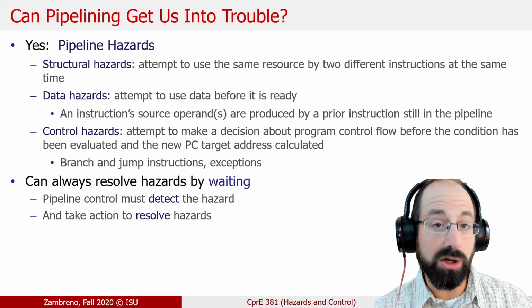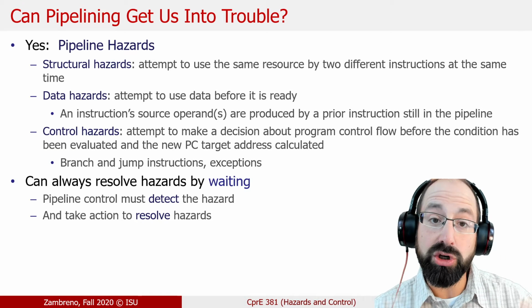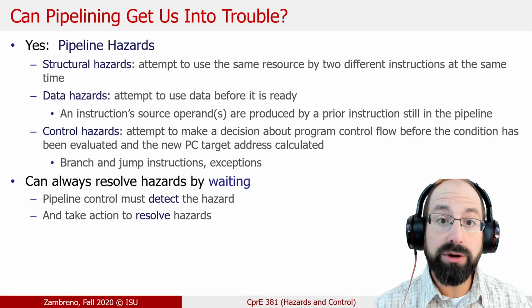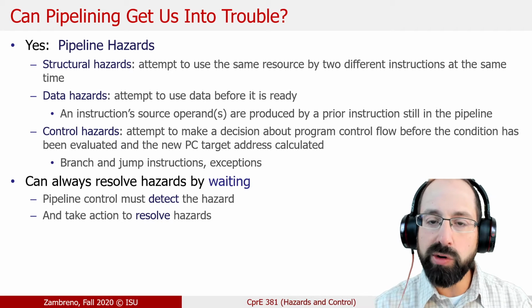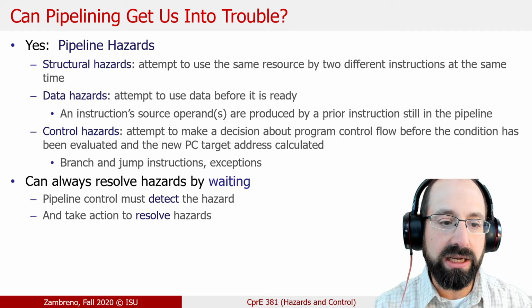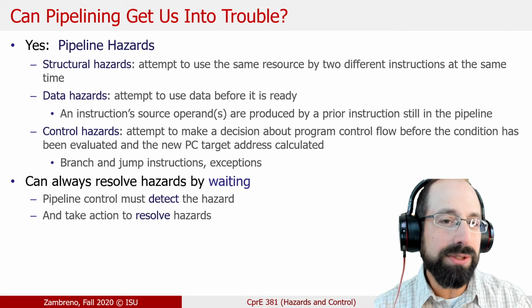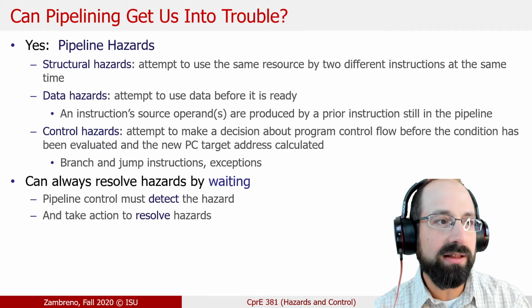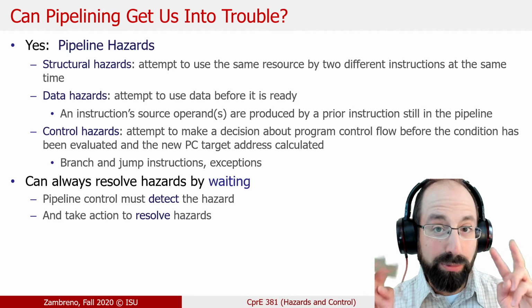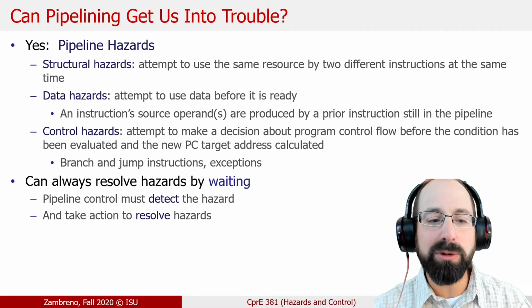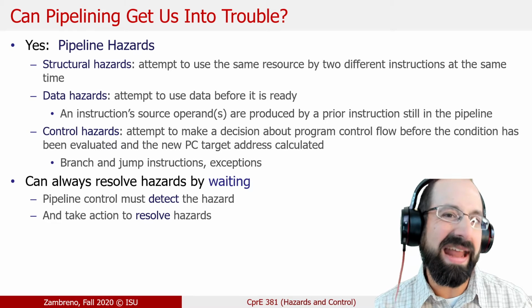So we get both a good CPI as well as a good clock frequency. And so in theory, our performance should be faster than either our single cycle or our multi-cycle implementation. But we already started to see, or people were asking some questions about, well, what if I do this and do this? Won't this break the pipeline?